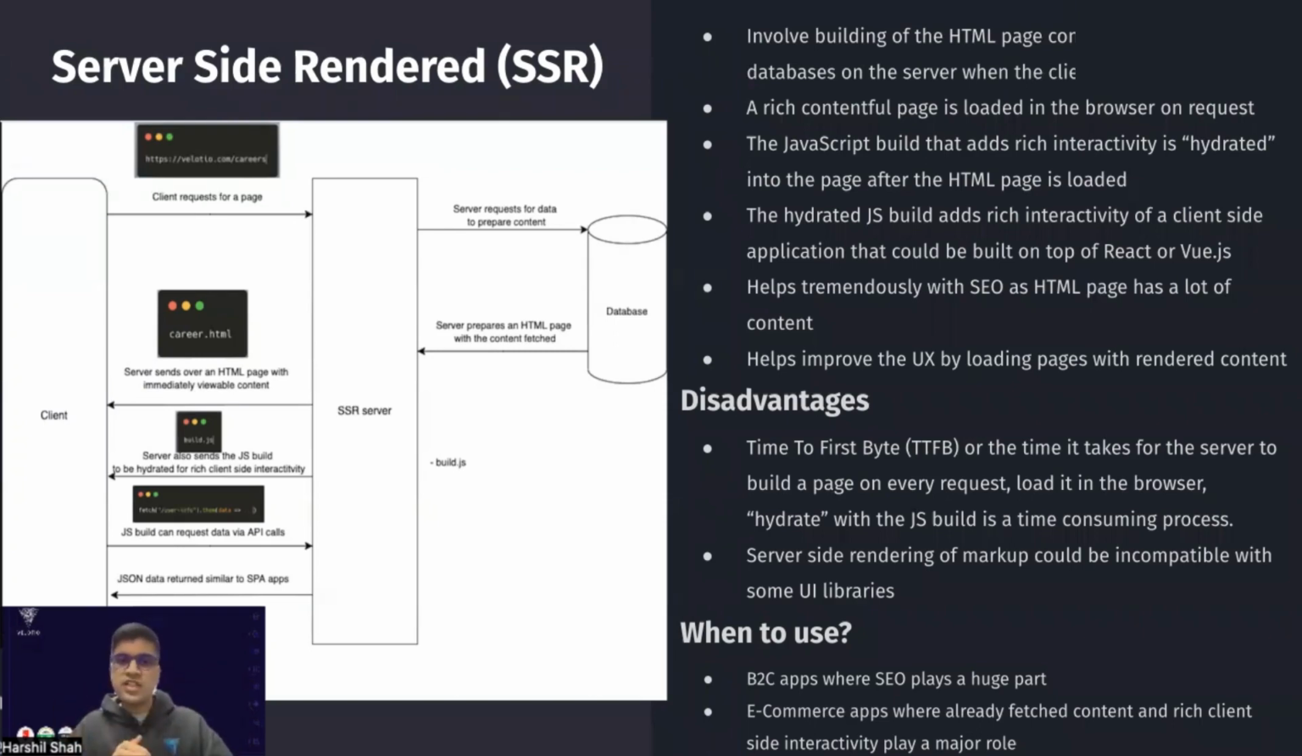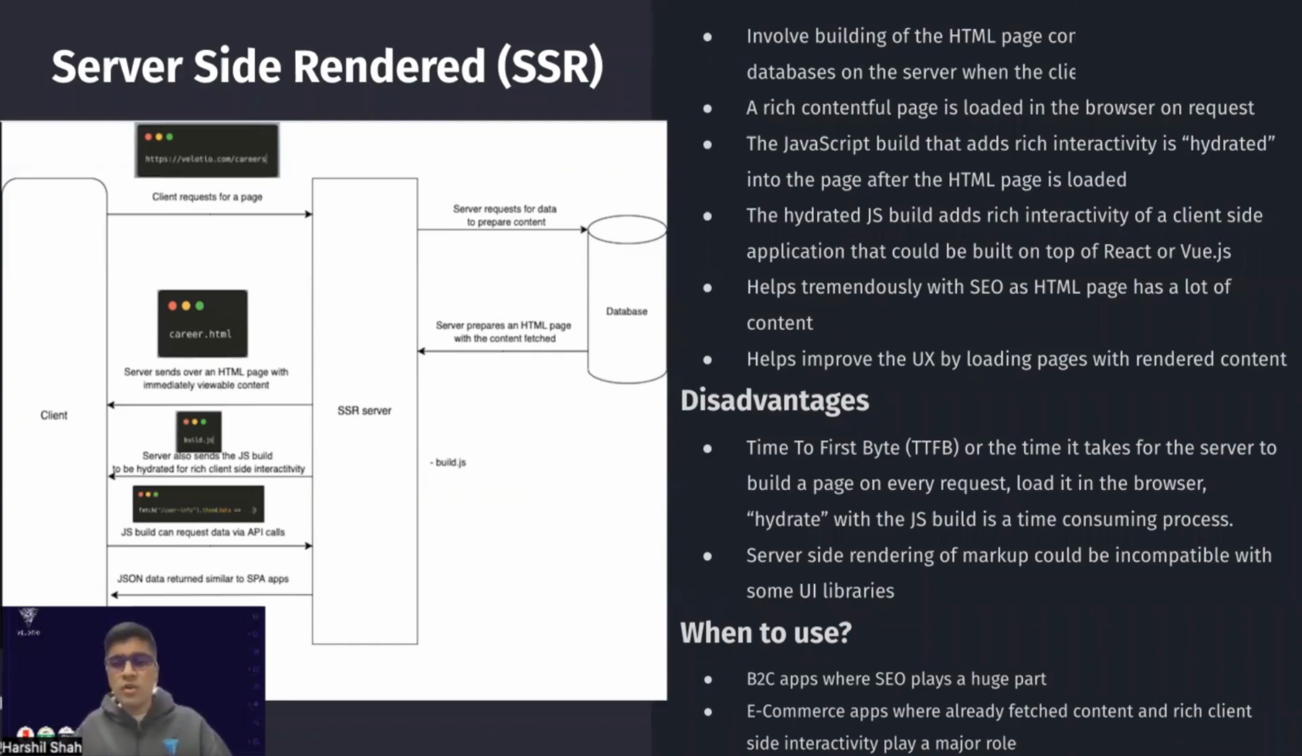So one of the disadvantages of SSR is the time to first byte. There's a whole process involved. The client requests a page, the server starts creating the page, the server sends the created page to the client, and it also sends another build to actually hydrate that page with the rich interactivity of a client-side library. So this whole process, the time it takes to actually load the entire page application, could be a little slow initially. So that is one disadvantage. And since there is some rendering happening on the server side and then some interaction happening on the client side, if we don't have compatibility between the two, it could cause some issues.